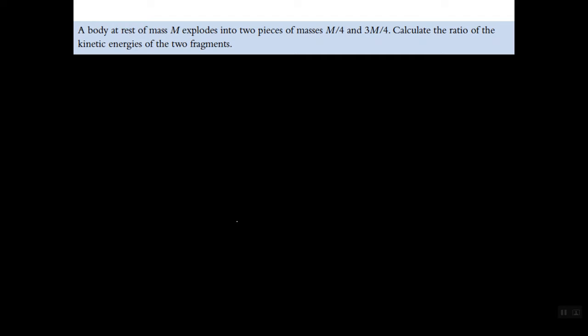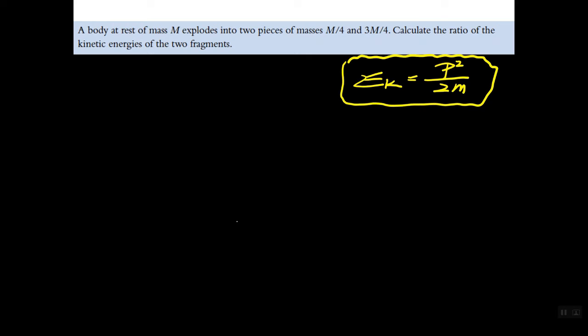Here it pays to use the formula for kinetic energy in terms of momentum. We discussed in previous classes, EK equals momentum squared over 2 times the mass. The total momentum before the explosion is 0, so it is 0 after as well. Thus, the two fragments must have equal and opposite momenta. This is the formula we're talking about: kinetic energy equals momentum squared over 2 times mass.